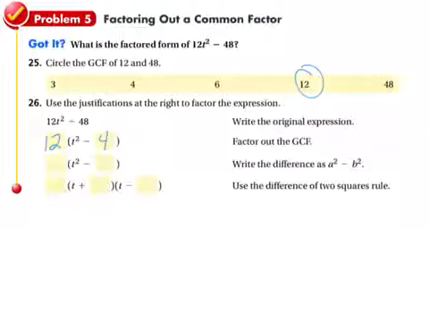So we're left with 12 times the quantity, t squared minus 4. Now, both t squared and 4 are perfect squares, and they're written as a difference. So we can factor that out using our newest rule. So the factored form of 12t squared minus 48 is 12 times the quantity, t plus 2, times the quantity, t minus 2.